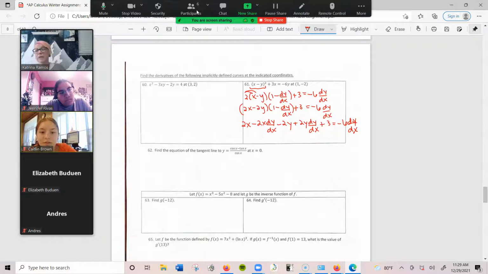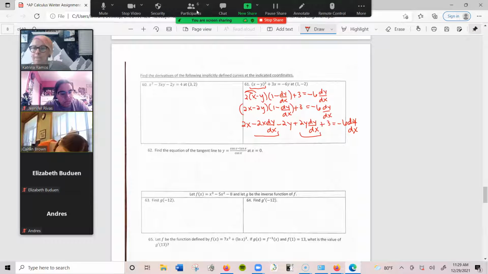So I just distributed everything. It would be a little different if that one was not there. If the one was not there, then we can just move all of that over to the other side and then divide it. But I can't because of that one. Exactly. Okay. So now that I have all my dy dx's distributed, we can move this term and this term over to the other side.